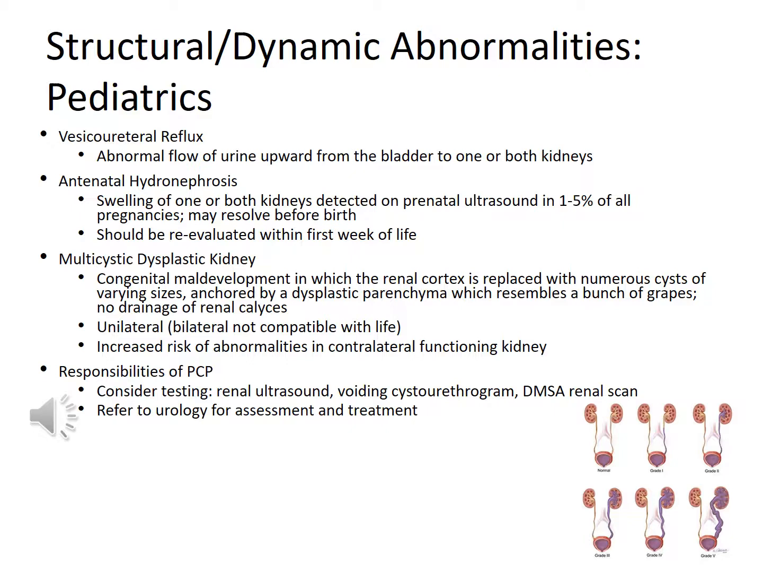Let's talk about some of the structural abnormalities and disorders that can occur in pediatrics. Kind of touched on this a couple of times, the vesicoureteral reflux. What that is, it's an abnormal reflux of urine from the bladder to one or both of the kidneys. What I mean by abnormal flow of urine is there's an upward flow of urine from the bladder to the kidneys. So instead of going from the kidneys down to the bladder, it's going from the bladder up. And it's the most commonly found urological abnormality.